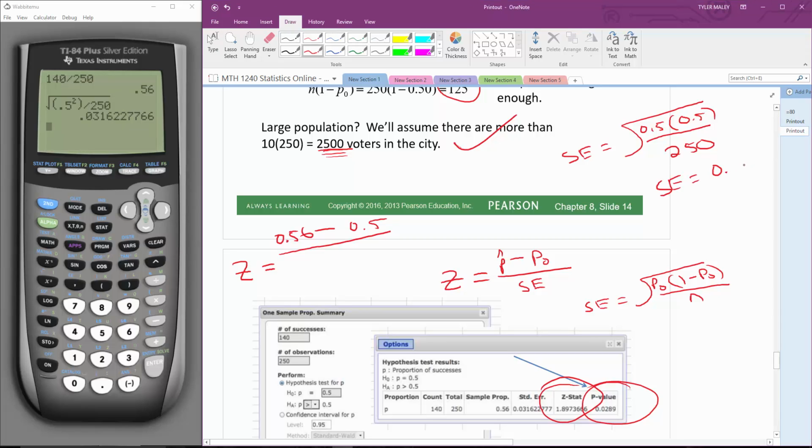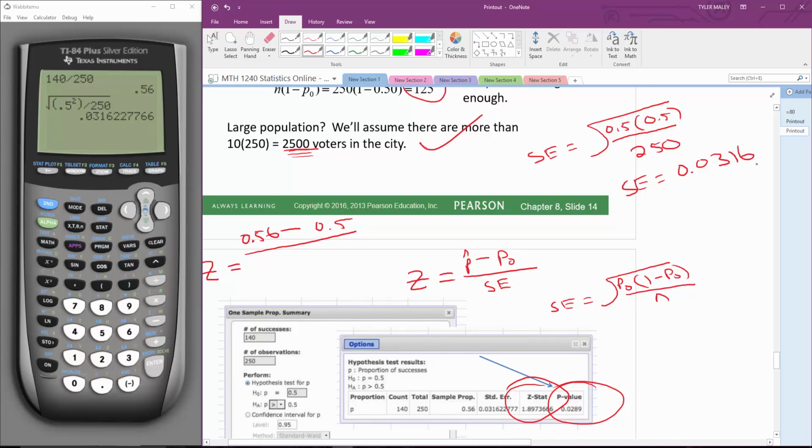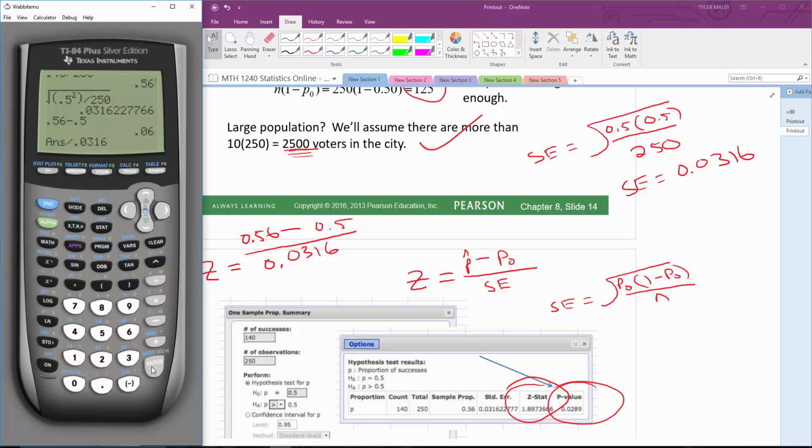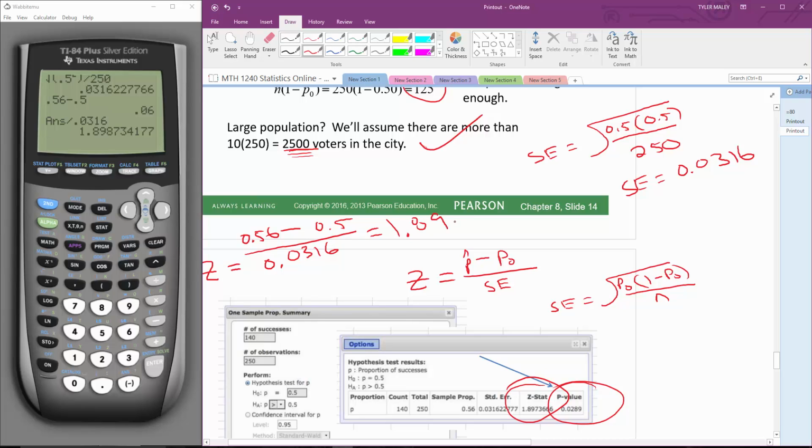0.03. Let's go ahead and do more decimal places and try to be more accurate, because the more decimal places we use, the more accurate it will be. So 0.0316. Then if I take 0.56 minus 0.5 and divide that by 0.0316, we get 1.8987 for my z statistic.